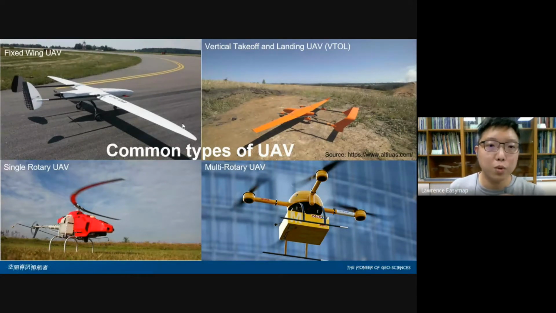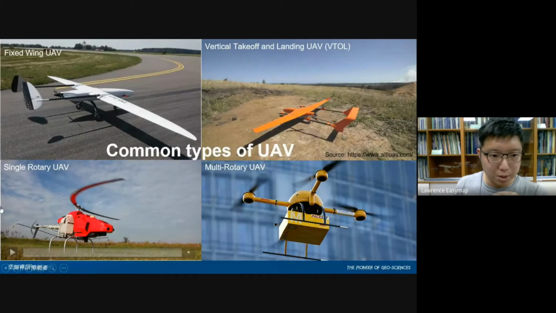It needs a runway to accelerate on the ground and then take off. It can fly for a very long distance and can stay in the air for a long period of time. It can be powered either by battery or by gasoline. For the second one, I should talk about this one first.